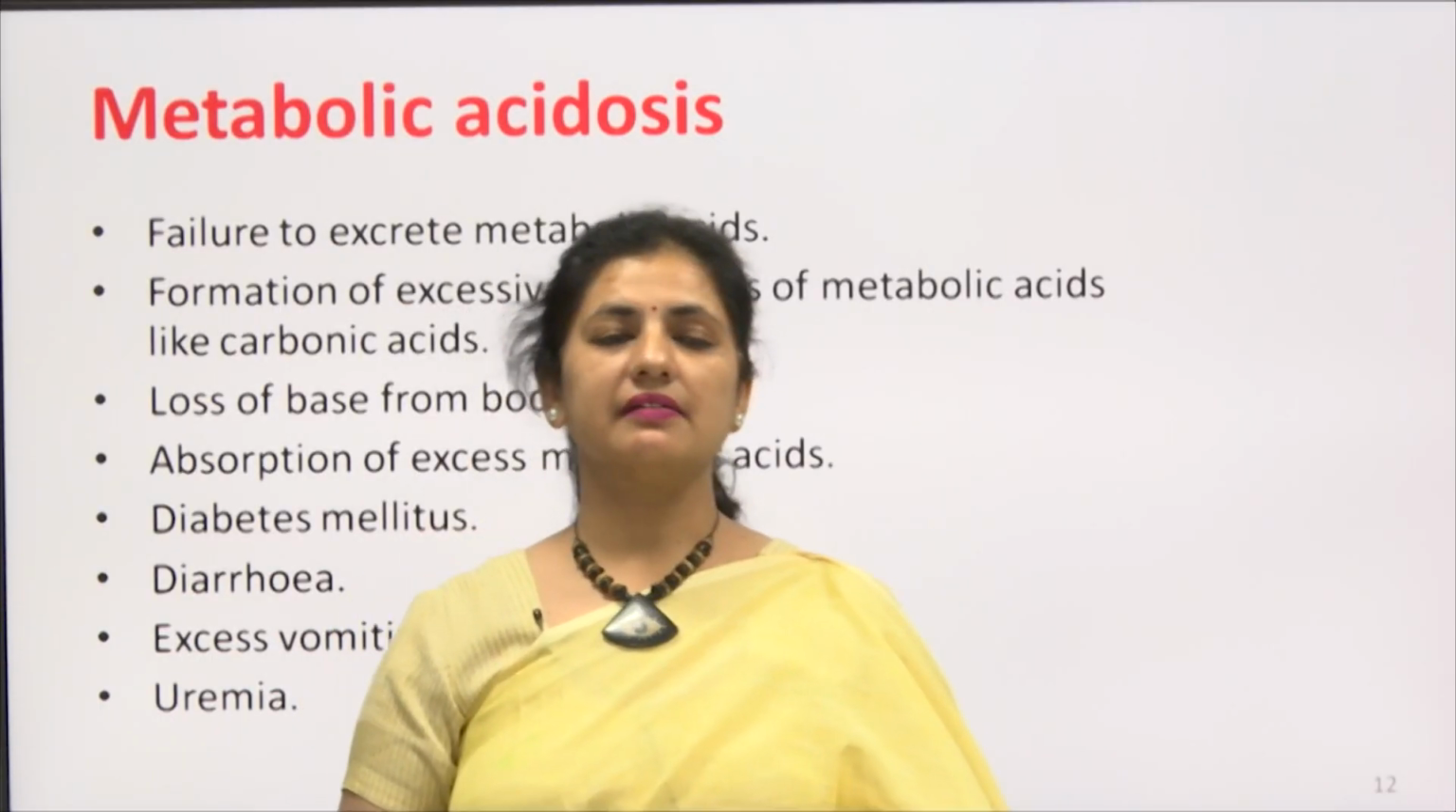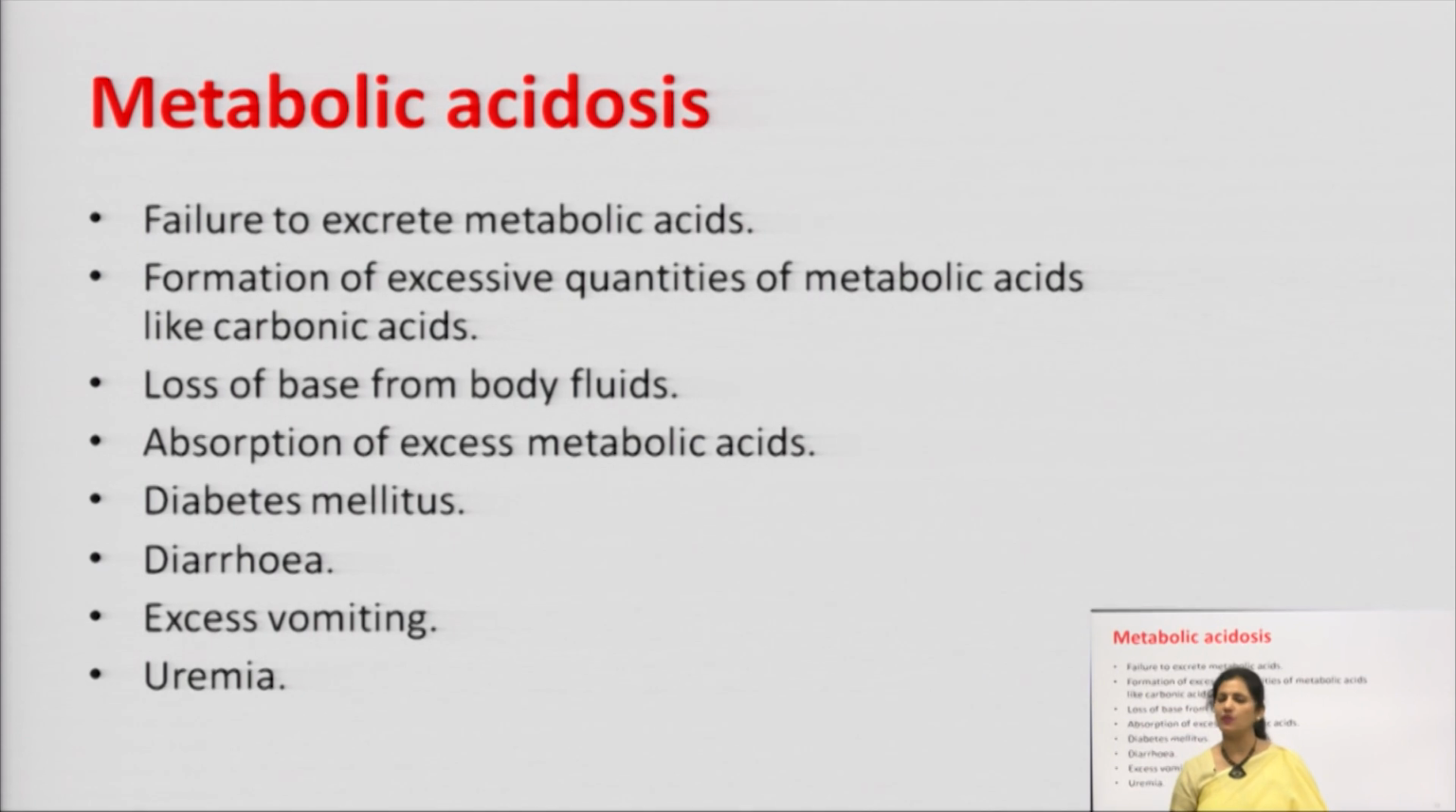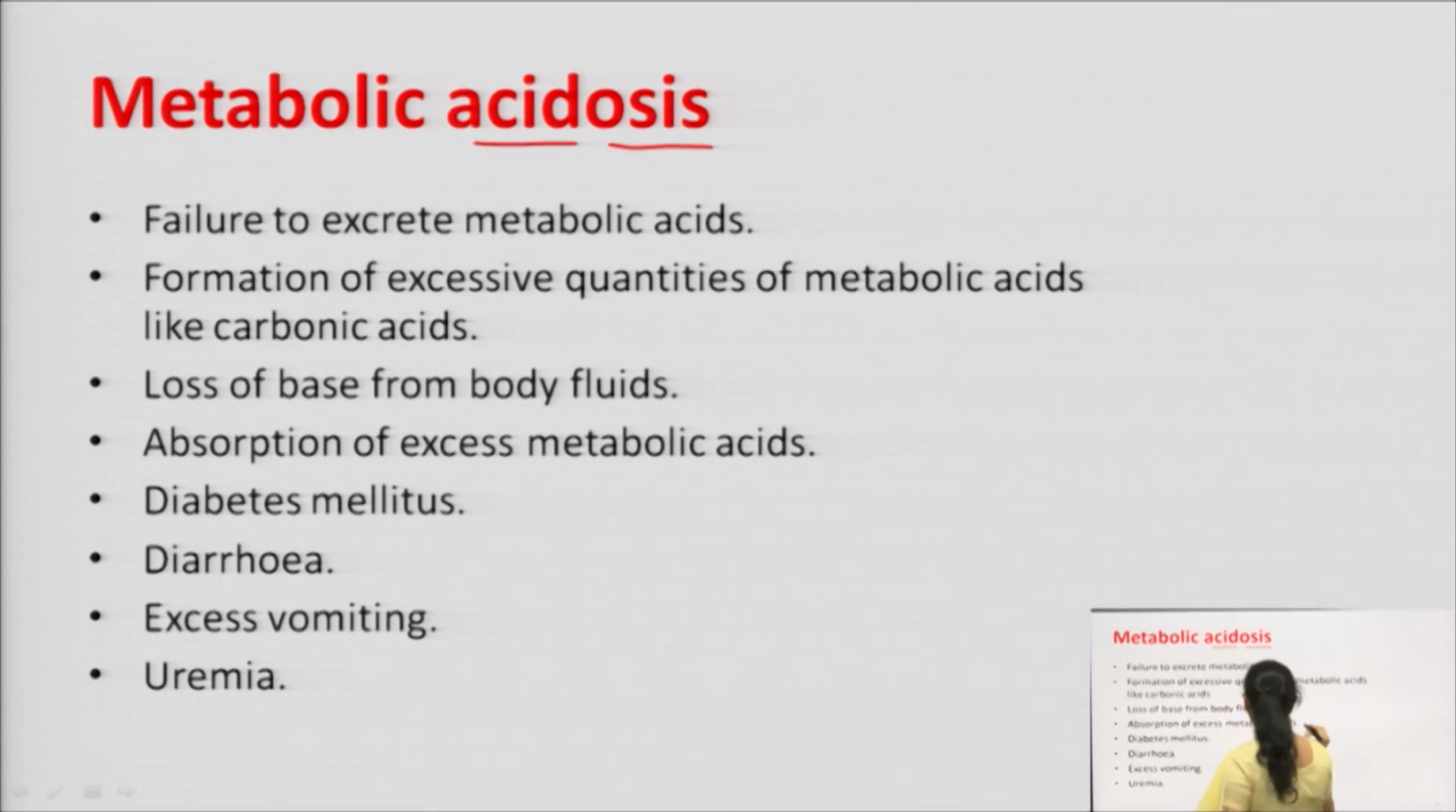So, whenever there is an imbalance in the electrolytes, the condition is called electrolyte imbalance. The two major imbalances are shown by metabolic acidosis as well as metabolic alkalosis. So, we shall study them one by one. Metabolic acidosis. So, you can have a look here.